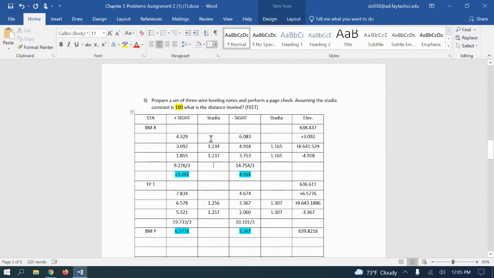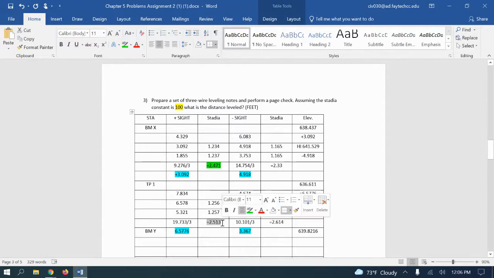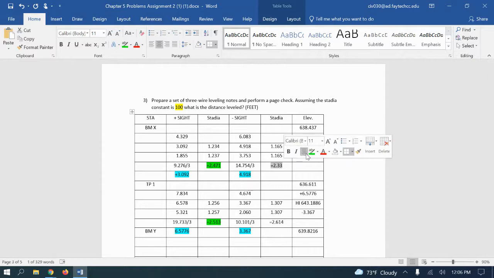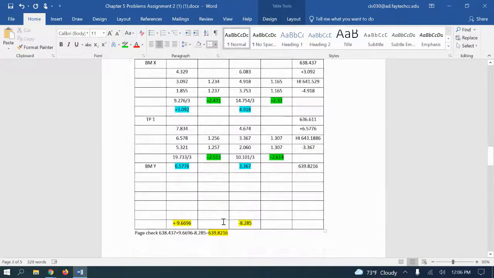If I want to do a total, add these two together, that gives me 2.471. Add these two together, 2.513. Add these two together, and these two. All right, I'm going to go ahead and highlight those. Let me use a different color. And this will get me my distances. And you would total them all together.